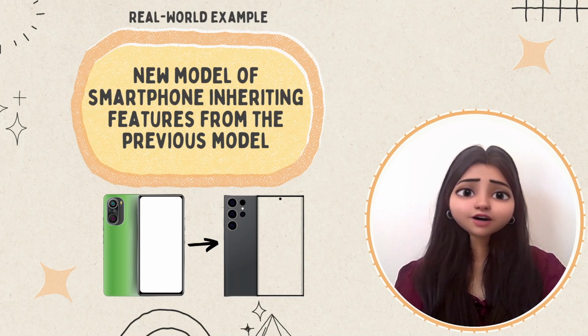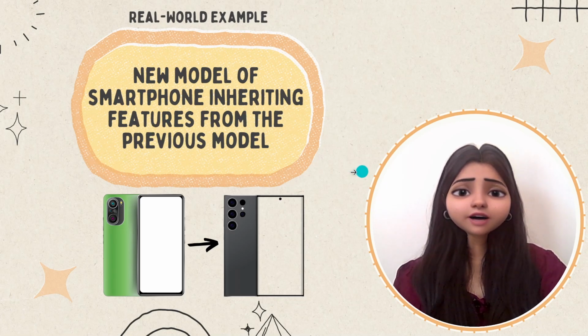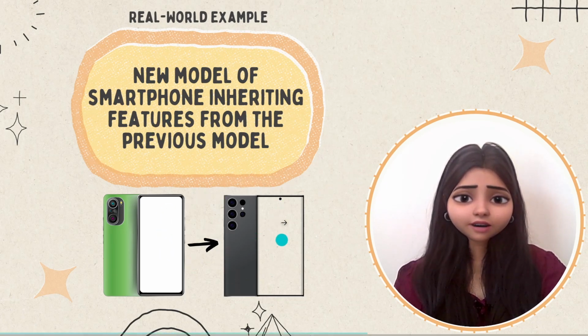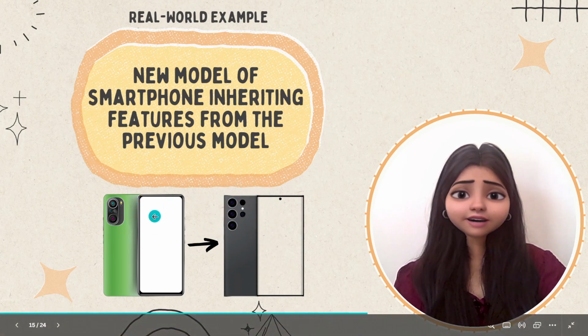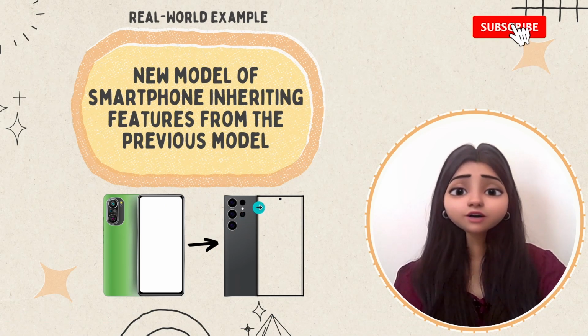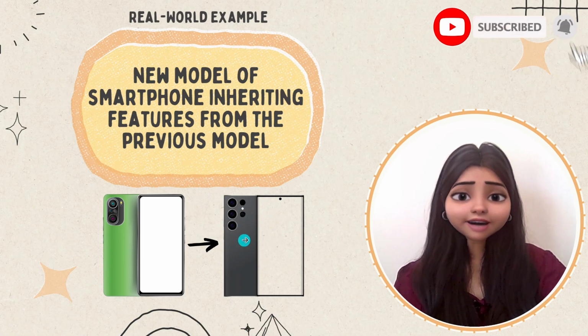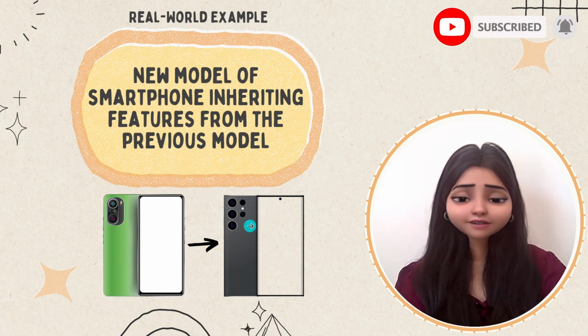Now let's talk about a real world example. Inheritance is like a new model smartphone inheriting features from the previous model. The new phone can call and text just like the old one, but it might also have features like a better camera and more storage.